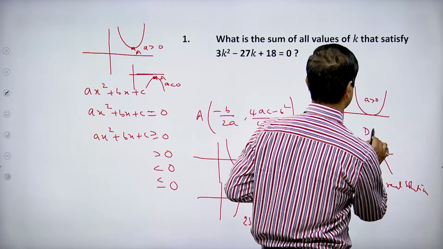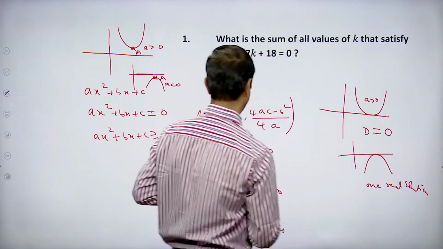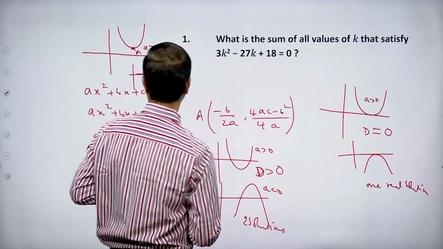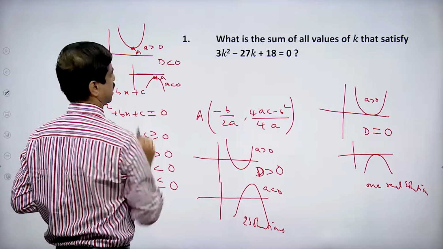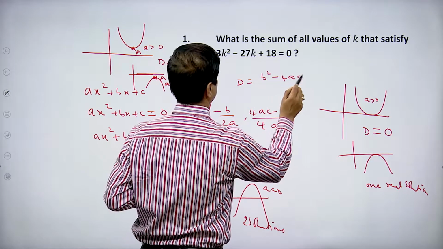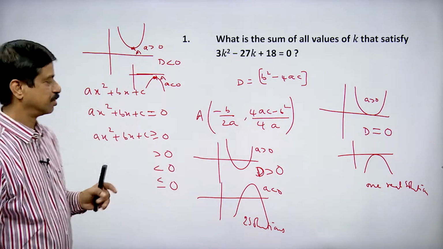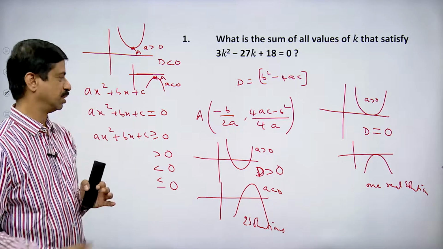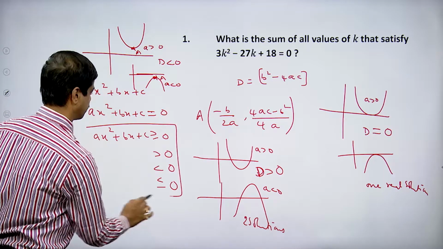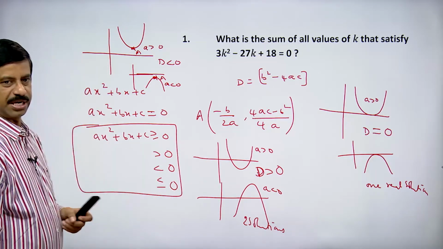So here in this case, the discriminant is equal to 0. In the two-solution cases the discriminant is greater than 0, and in these cases the discriminant is less than 0. What is the discriminant? b square minus 4ac is the discriminant. Okay. So this is what we need to talk about. So please take a screenshot of these things so that we can go to the concept and problem solving.